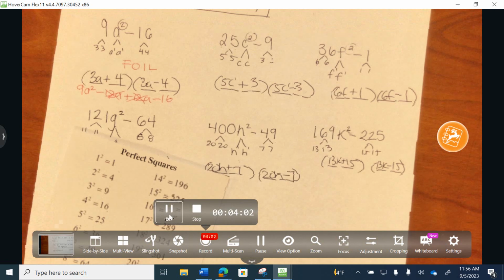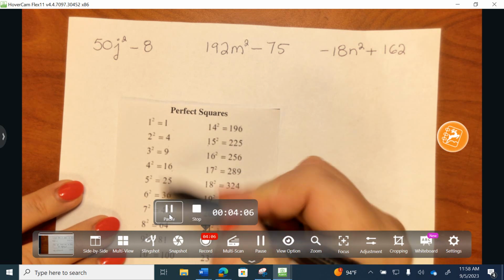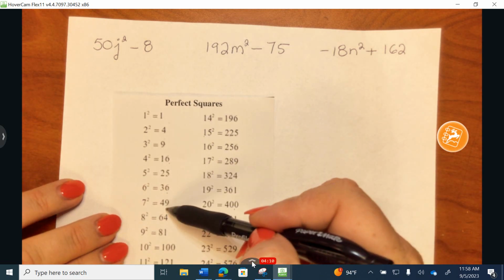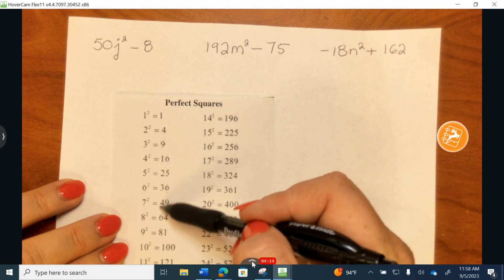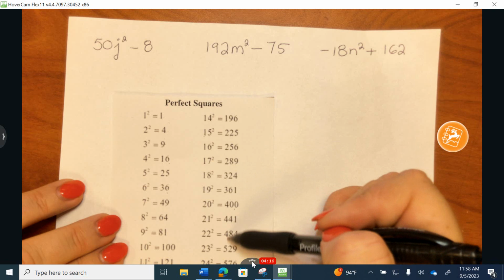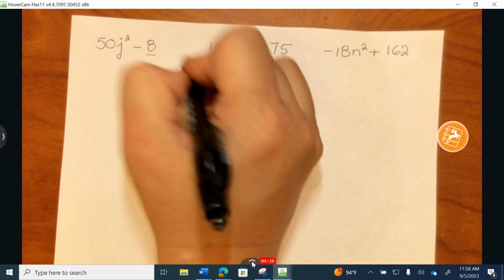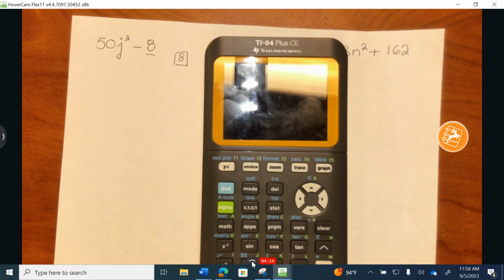Let's look at these 3 problems. So 50 and 8, we can see 50 is not a perfect square. Let me move this down to the bottom so everybody can see. 50 is not a perfect square. 8 is not a perfect square. It's not on the list to the right of the equal signs. What do we do? We're going to go to the smaller of the 2 numbers, and I'm going to write down all the numbers that nicely divide into 8.